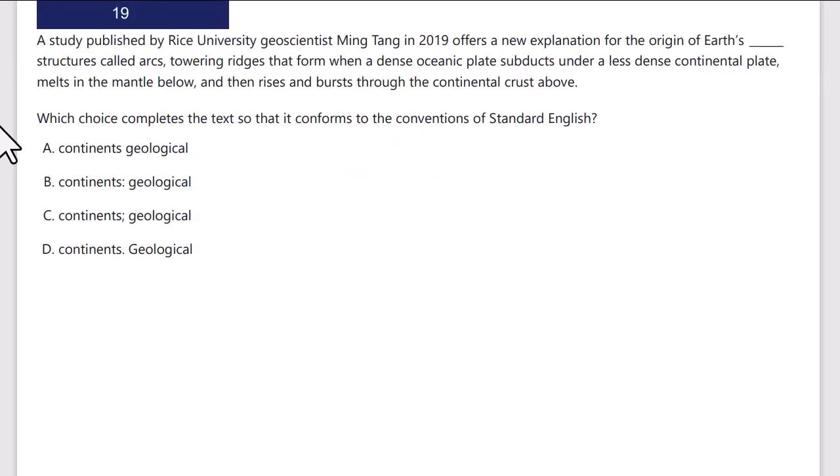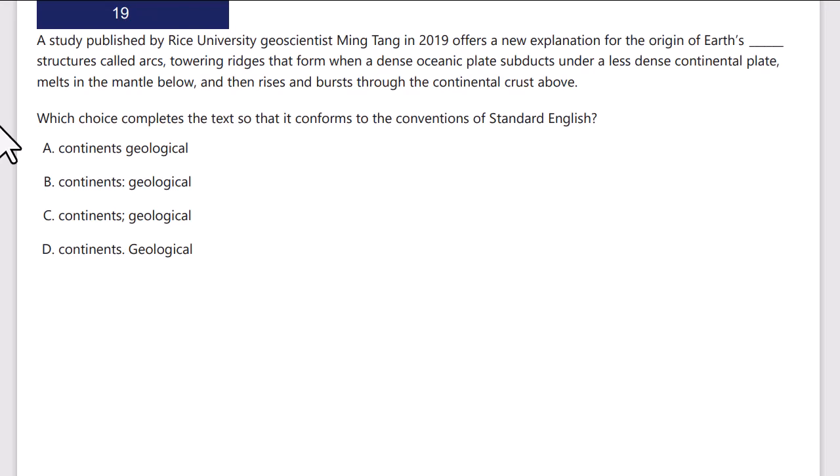Okay, continents, geological... looks like we've got a colon, semicolon, no punctuation, period. Let's take a look. A study published by Rice University geoscientist Ming Tang in 2019 offers a new explanation for the origin of Earth's continents. Structures called arcs, comma, towering ridges that form when a dense ocean plate subducts.